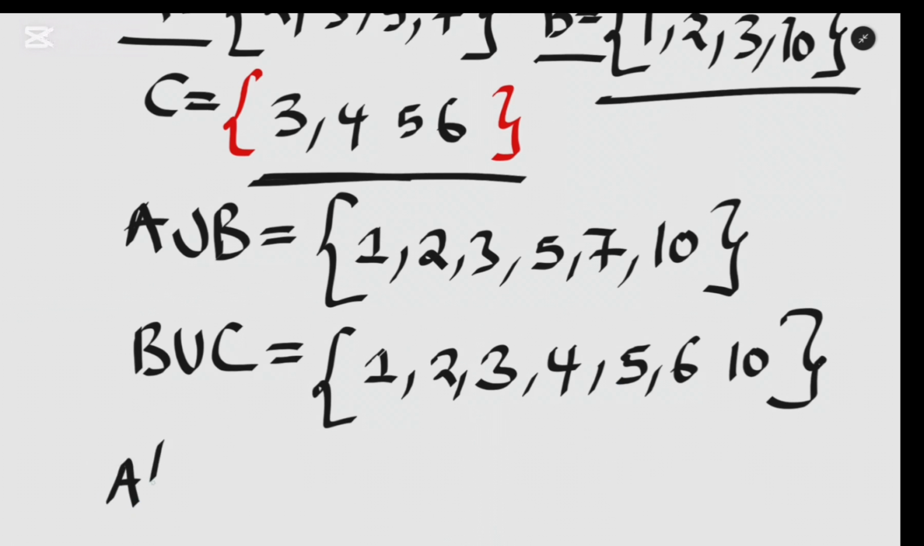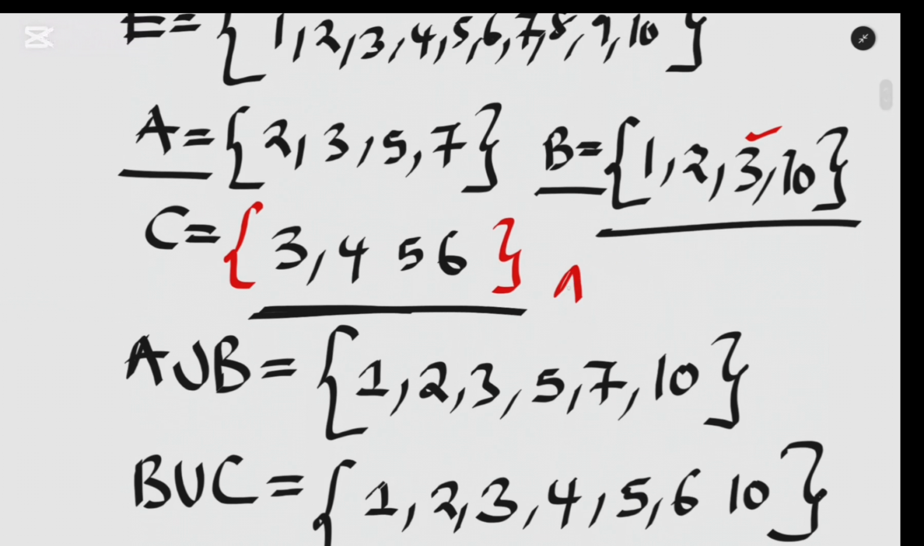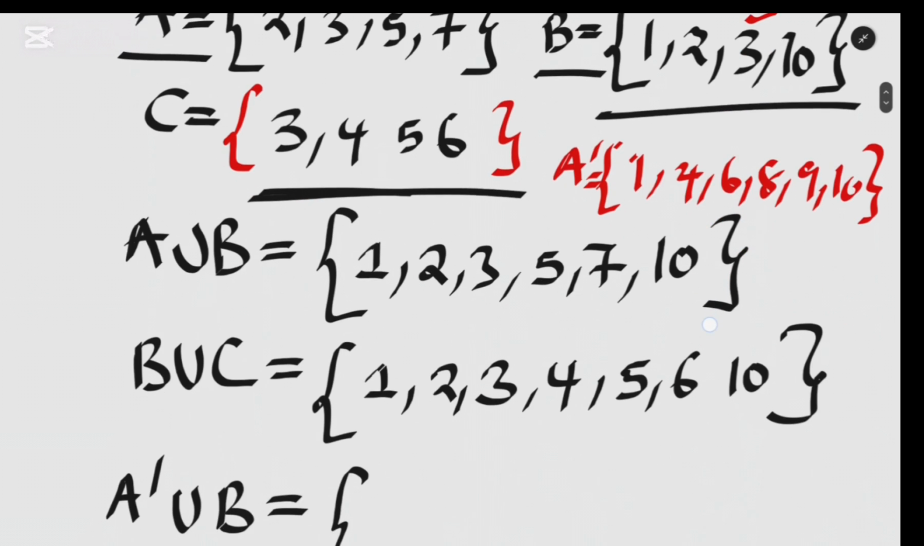What about A complement union B? Now, you know that A complement is everything outside A, or excluding A. So in this case, 2 is not going to be part, 3 is not going to be part, 5 is not going to be part, 7 is not going to be part, because all these are found in A. But whatever remains in the universal set, that is 1, 4, 6, 8, 9, 10. That is A complement.